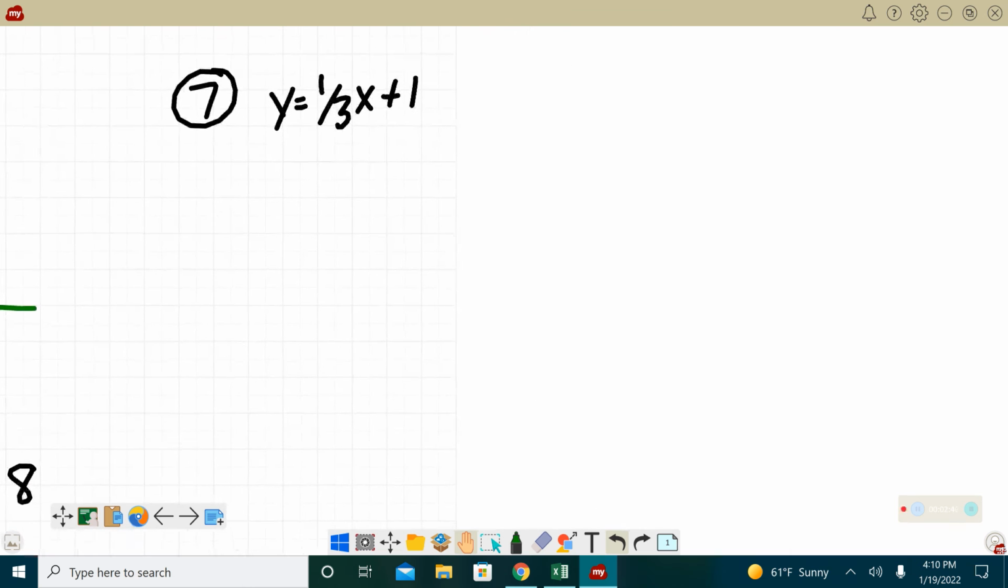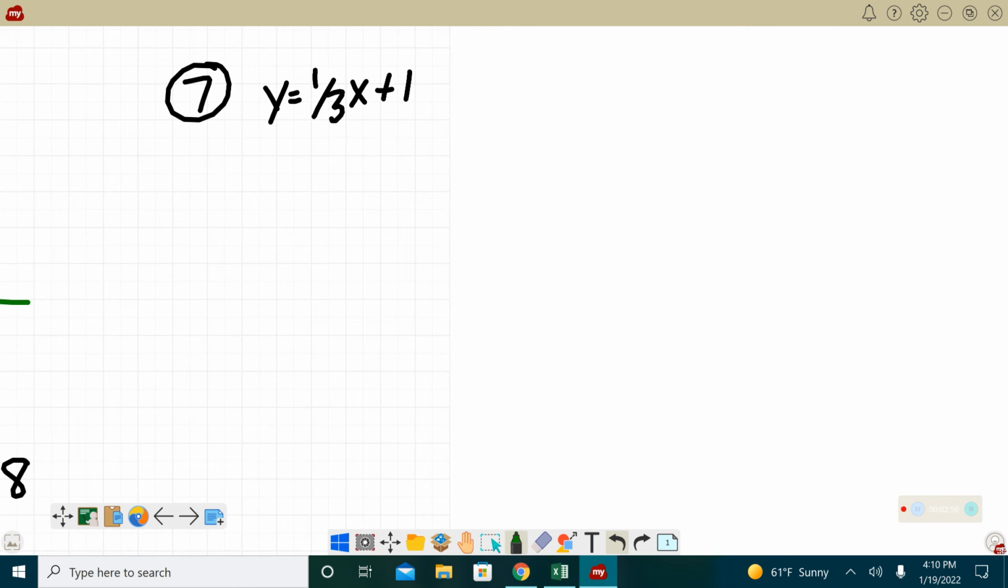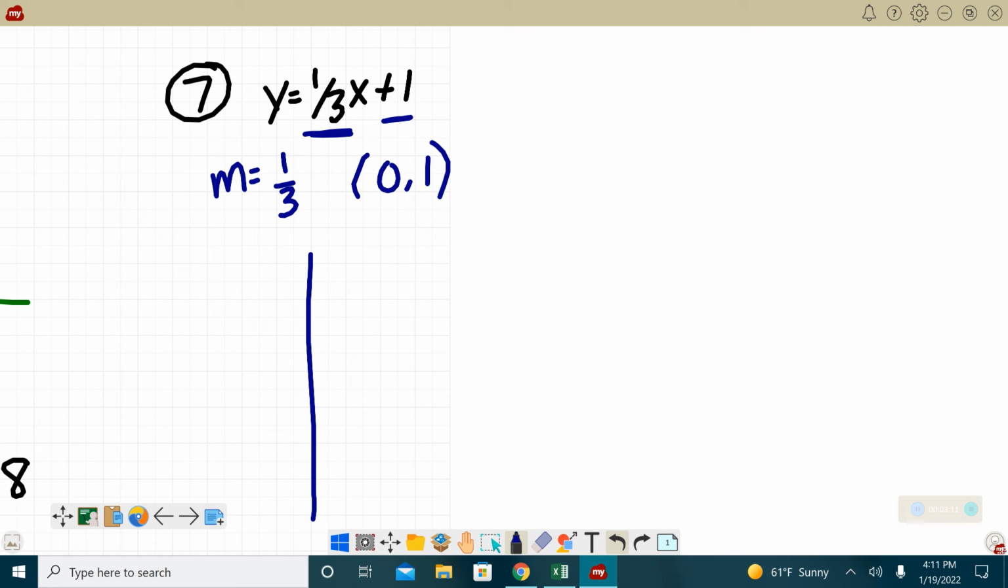Moving right along. Number 7. Okay, the slope is always in front of the x when it's written in slope-intercept form. And then the intercept is the thing that's added on to the end. So here I have a slope of 1/3 and a y-intercept of 0, 1, which means I start at 1 on the y-axis. I go up 1 and over 3. And I draw a line through those points.